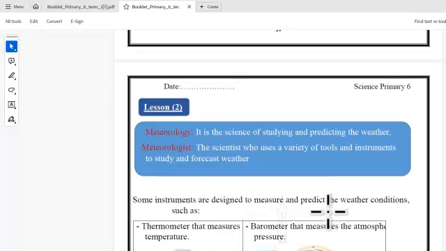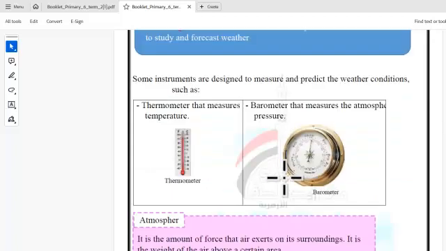Lesson 2, Meteorology. It is the science of studying and predicting the weather. Meteorologists, the scientists, use a variety of tools and instruments to study and forecast weather. Some instruments are designed to measure and predict the weather conditions, such as thermometers that measure temperature, and the barometer that measures the atmospheric pressure.